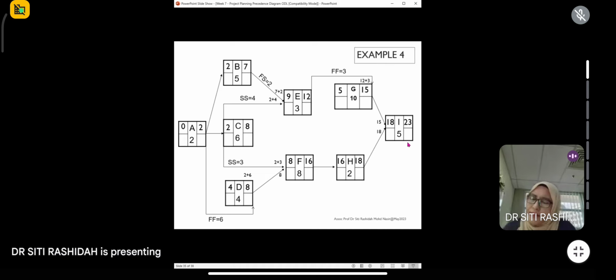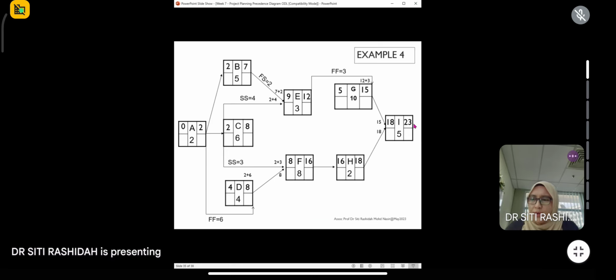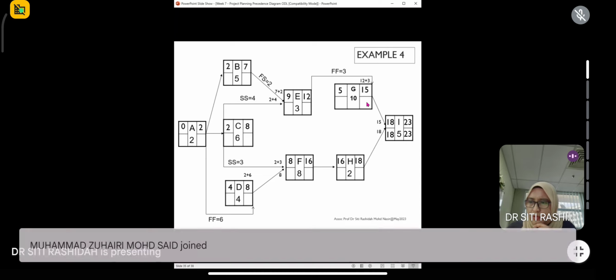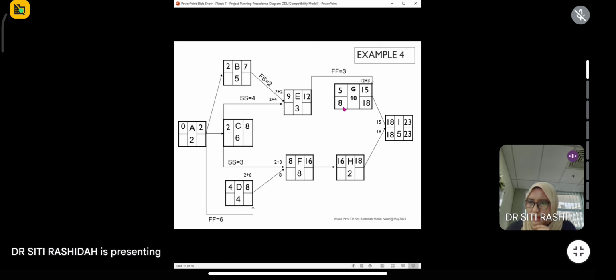Yes, 18 plus 5 is 23. So the earliest duration that this project can complete is 23 days. Okay, so 23 pula. Kita start backward pass, kita start with the same value which is 23 minus 5, 18. So kita letak 18 sini. 18 minus 10 is 8.